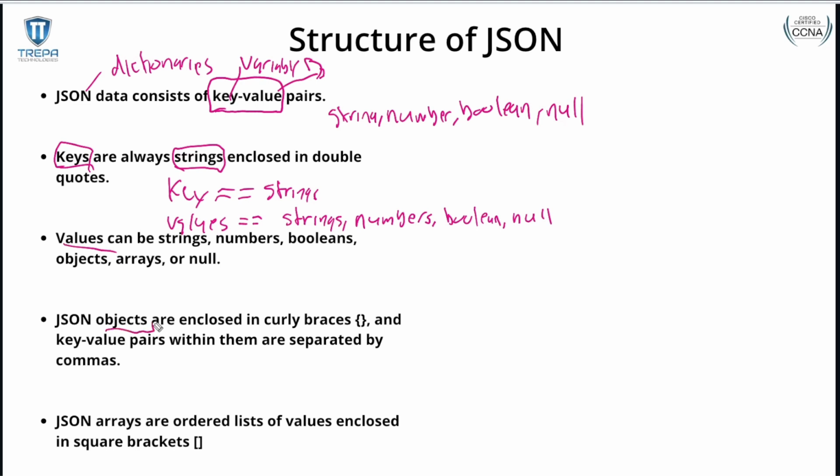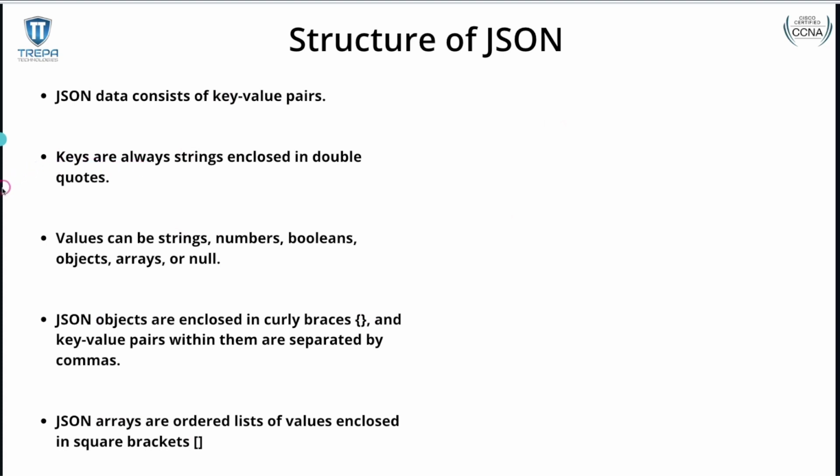And then JSON objects. JSON objects are going to be enclosed with these curly braces. And again, those objects have key value pairs in them that are separated by a comma. And then JSON arrays are an ordered list of values enclosed in square brackets. So let's go ahead and break this down. What I'm going to do right now, guys, is bring up a terminal, and we're going to go in real time on the CLI, on a keyboard, and explain what variables are.